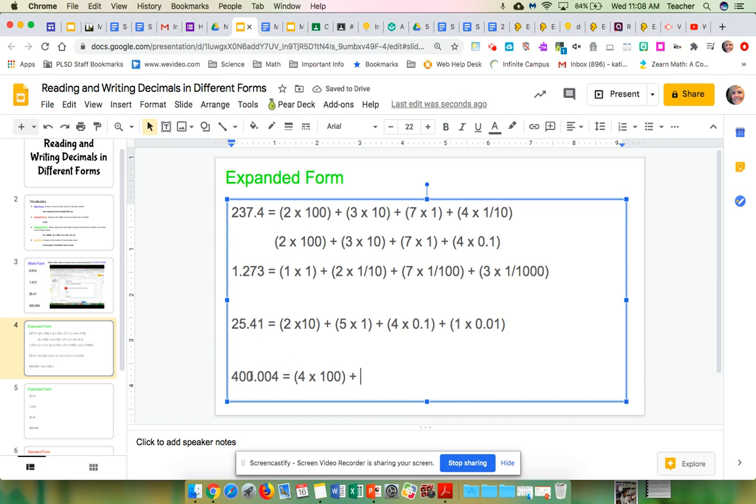The next digit is another 0. Don't have to include it. In the tenths place, I have another 0. In the hundredths place, I have another 0. The last digit is a 4, and it is in the thousandths place. So I'm going to write that as 4 times, and I'm going to write that as a fraction. That's in the thousandths, so we're going to write 1/1000. And that's all you have to do for that one. Fantastic job. Let's try standard form next.